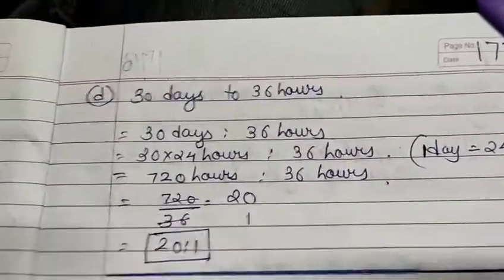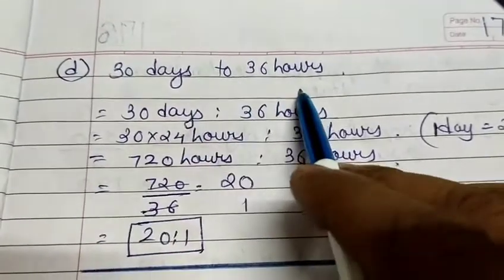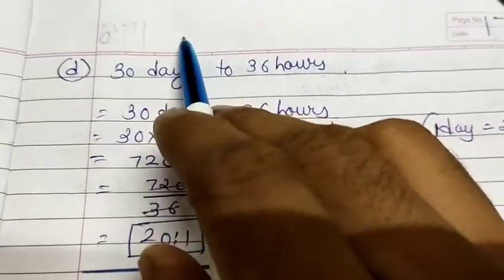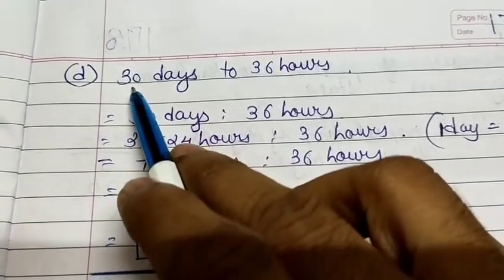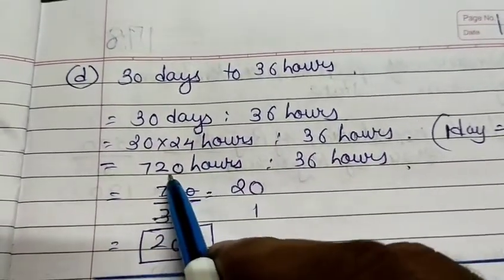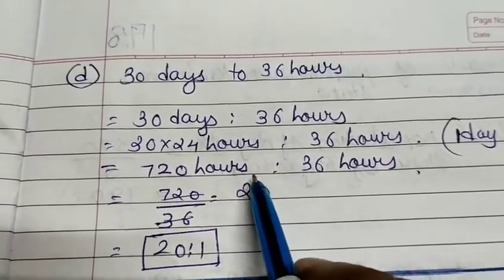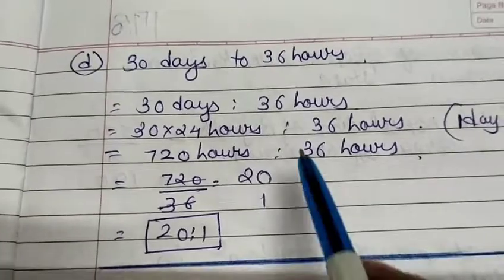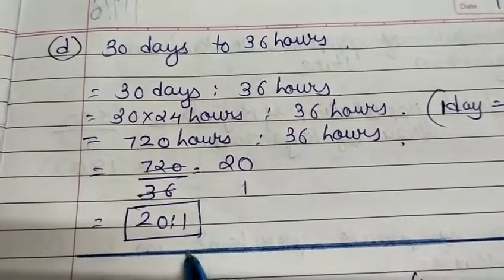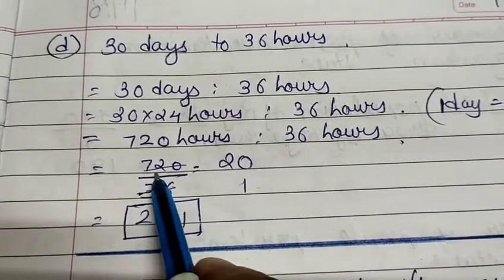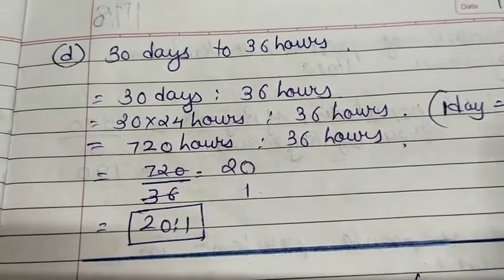Now the next one is 30 days to 360 hours. Here it is given in days and here it is given in hours. As we all know, 1 day equals to 24 hours. So you have to multiply this 30 days by 24. You will get 720 hours to 36 hours. Now once the fractions are converted into like fractions, you can easily find the ratio. That is 720 divided by 36, that is 36 ones and 36 20s are 720. So you get 20 is to 1.